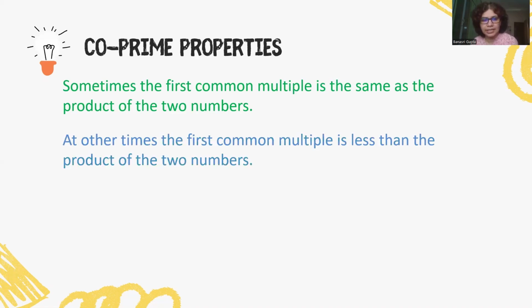At other times, the first common multiple is less than the product of the two numbers. For example, 4 and 6. 4 and 6, the first common multiple is 12. And it is not 24, which is less than the product of the numbers. So first common multiple is less than the product of the two numbers.